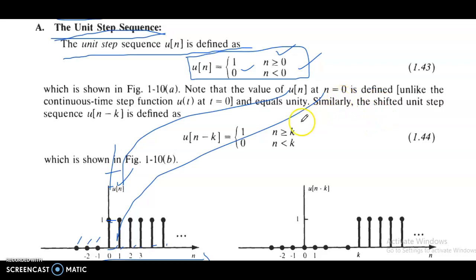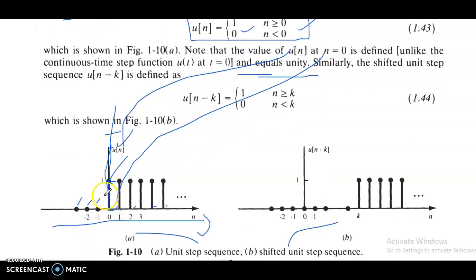The unit step sequence at n equal to 0 is defined here. Unlike the continuous time step function u of t at t equal to 0, the discrete sequence u of n at n equal to 0 equals unity, because here all are unity. Similarly, for the shifted unit step sequence, shifted by minus 2, minus 1, here is the unit step sequence. Here also minus 3, minus 2, minus 1, 0, 1, k, that is this one.